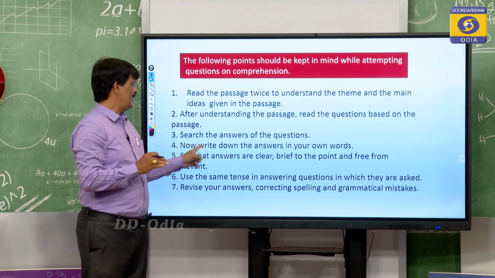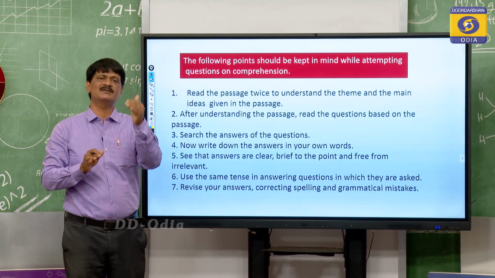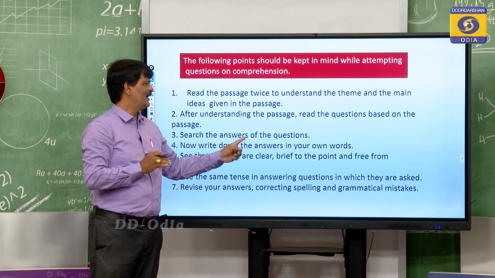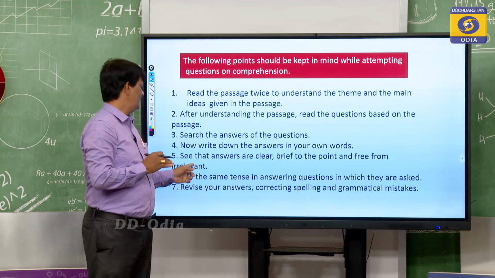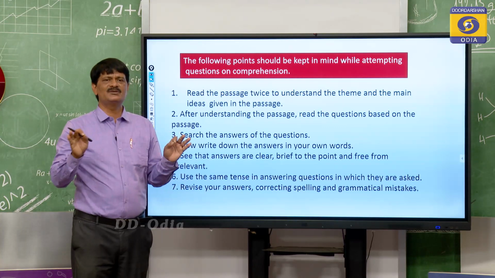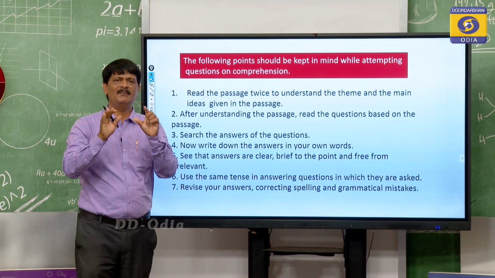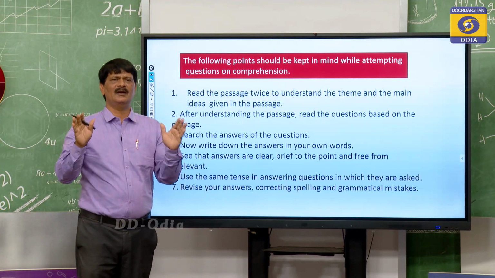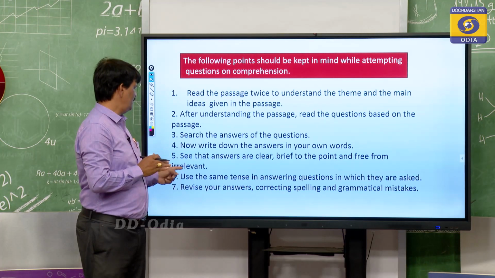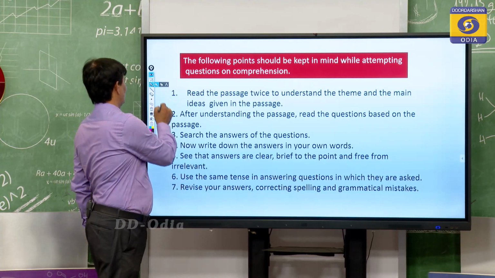Number 4, now write down the answer in your own words. What you understood, express it in your own words. The answer should be very brief, clear and pinpointed, and free from irrelevant things. Another point is that no other irrelevant things should be there. The answer should be very vivid and clear, brief and pinpointed, not here and there. No other things. And then what you have to do? Use the same tense. Very important, your tense is there.